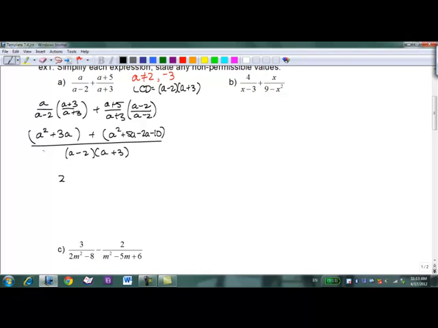Certainly, let's add the tops. 2a squared. We have 3a plus 5a is 8a, minus 2a is 6a. And we have minus 10. So 2a squared plus 6a minus 10, all over a minus 2, a plus 3. You could FOIL out that denominator to make it a squared plus a minus 6, but I don't think you really gain too much from doing that. So again, let's make sure we factor first if we have to, look for common denominators, and go from there. Question B, why don't you hit pause now and give that a try.